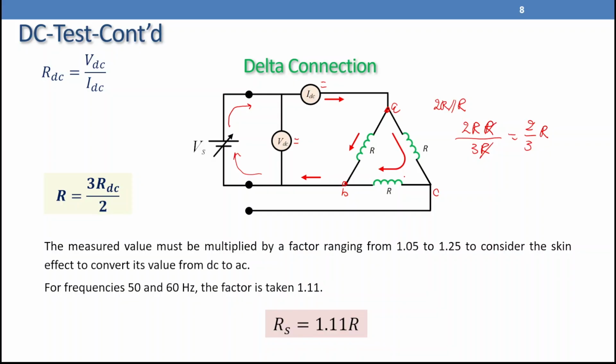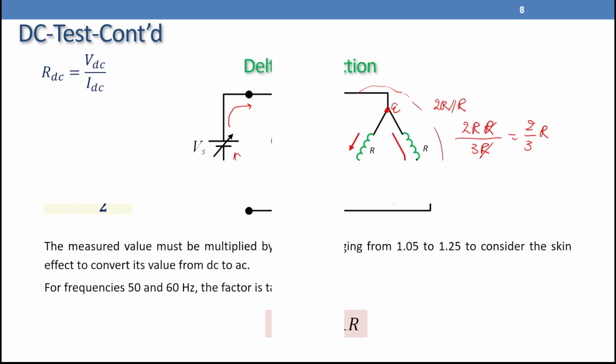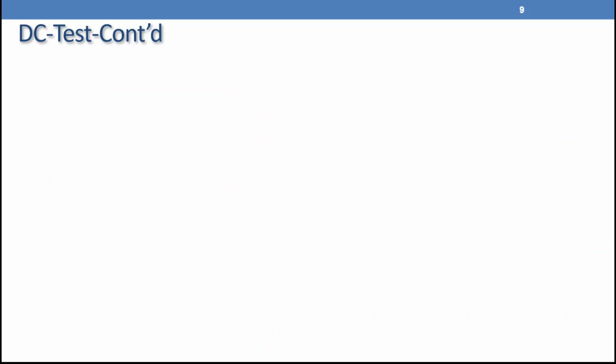So look here again, these two resistors are in series and in parallel with this one. So that one is the equivalent resistance for this part, and we measured here RDC. So R from RDC equals 3 over 2 RDC. Can we do this test without using a DC voltage source? Yes, we can use the normal multimeter or ohmmeter, but that depends on the machine connection.